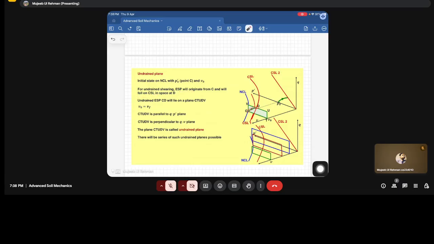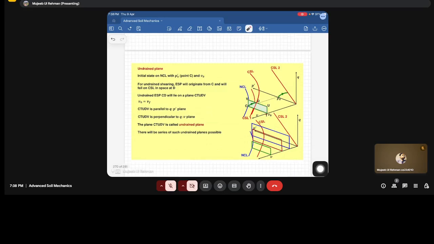Correct. So the undrained ESP CD will lie on the plane C T U D V, where the initial specific volume will be the same as the final. This plane will be parallel to the P dash Q plane and perpendicular to the specific volume and P dash plane. This plane is called the undrained plane, and similarly there can be a series of undrained planes possible. This is one, this is another, this is the series.